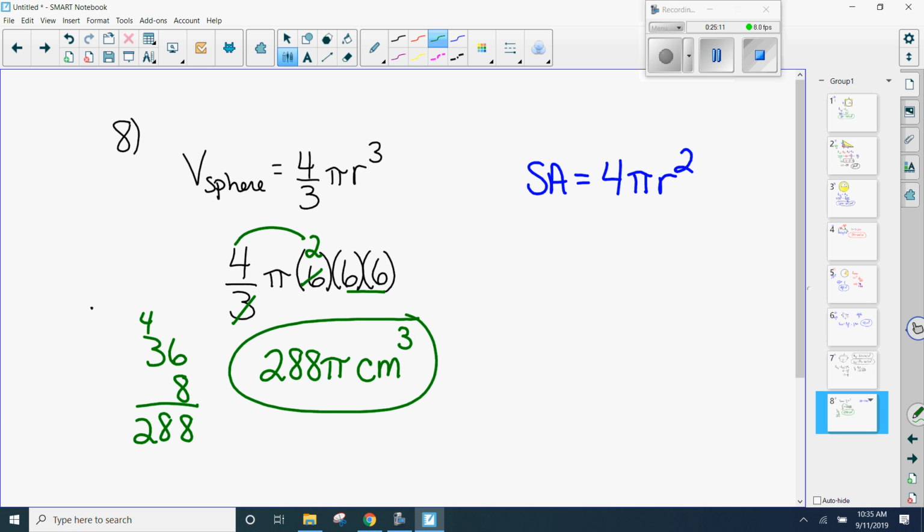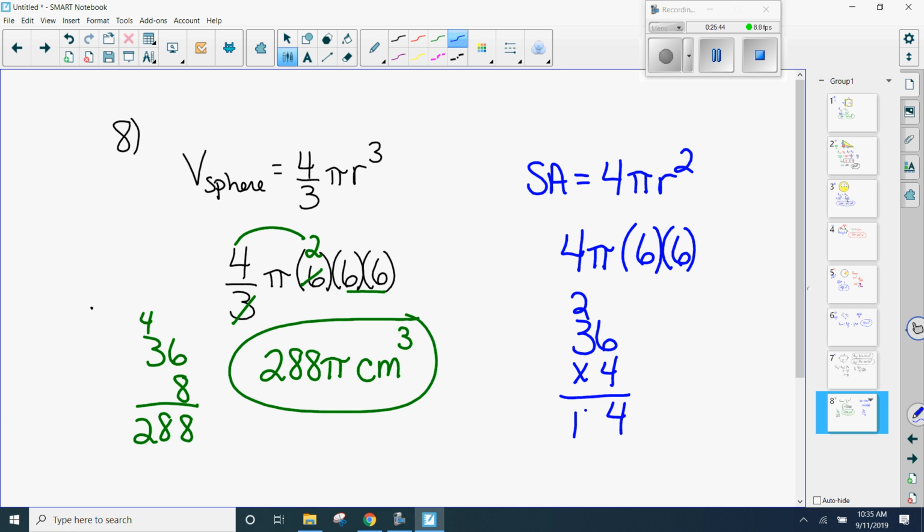Eight, the first part. There's two parts. It says find the volume and the surface area of the sphere. Question on the volume of the sphere? Now we need to find surface area. Surface area of a sphere is 4 pi, and your radius is 6. So I've got to square that. So you're going to take 36 times 4, and you end up with 144 pi square centimeters.